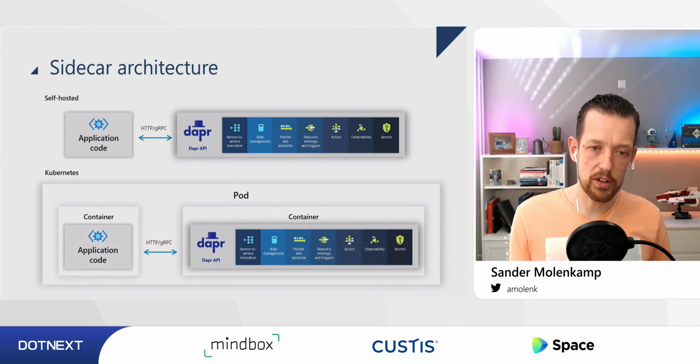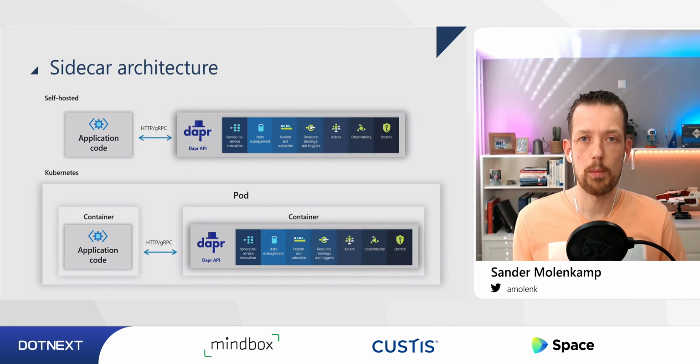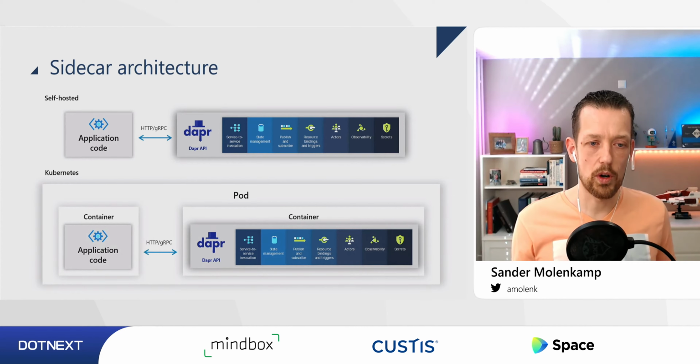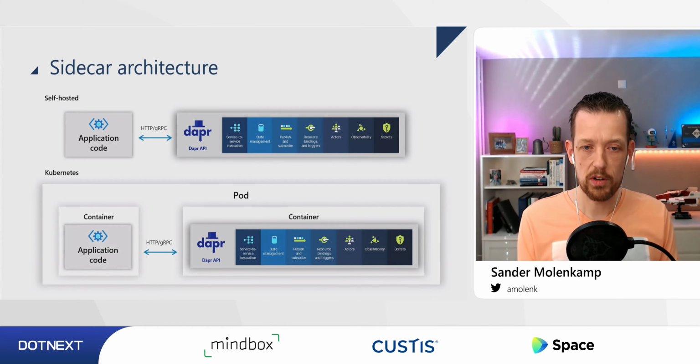Now, for production scenarios, the team actually recommends that you host this in Kubernetes. And in that case, your application code would be hosted in a container, and Dapr would run in a different container. So this pattern is often called a sidecar pattern, where Dapr runs as a sidecar to your main application. And both of those containers would run in a single pod in Kubernetes.